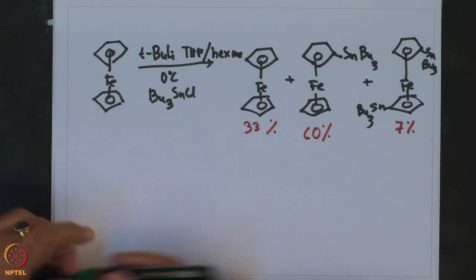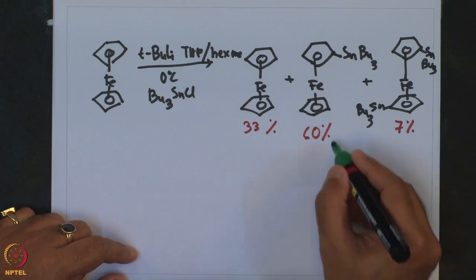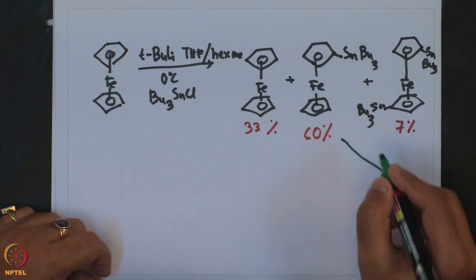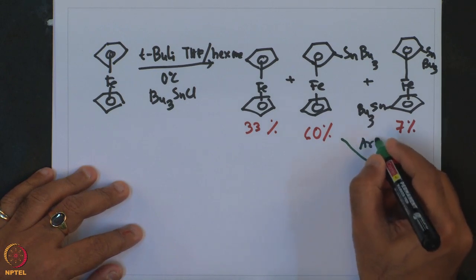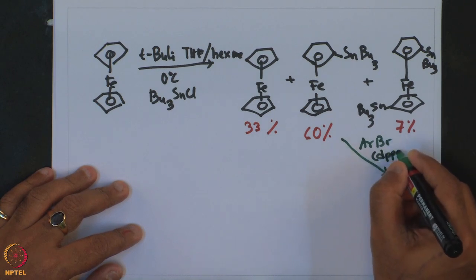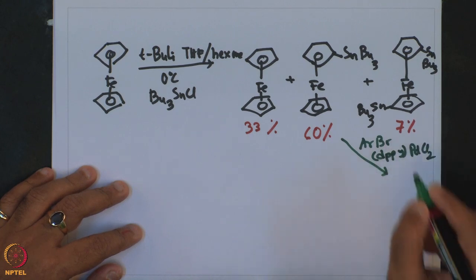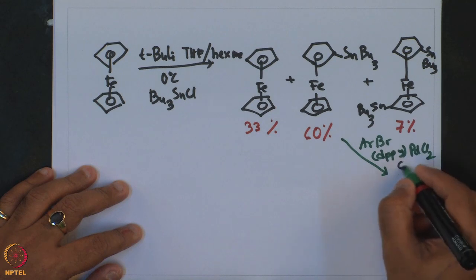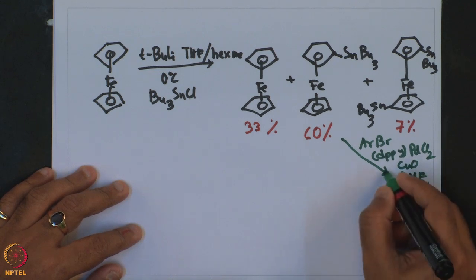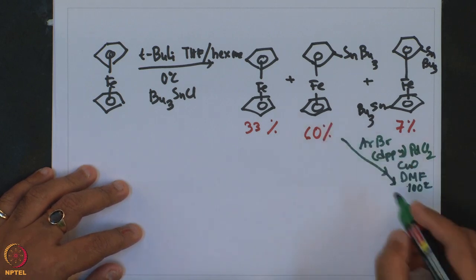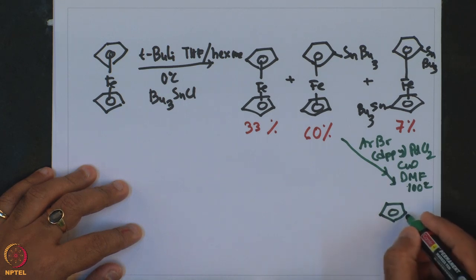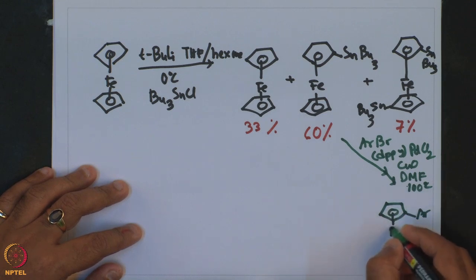Now, the reaction of this stannyl compound with various reagents, for example aryl bromide in the presence of dppf PdCl2, copper oxide, DMF at 100 degrees centigrade, is nothing but the Stille reaction or C-C cross coupling reaction, and it gives this aryl substituted ferrocenyl compound.